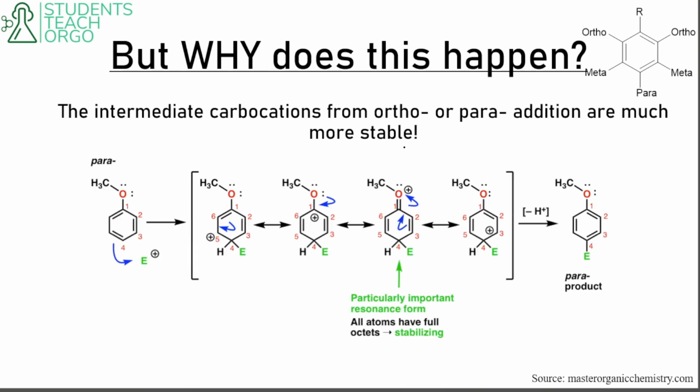Now let's look at para. The same thing goes for para. You can do resonance, and we can show that this is the favorable, stable resonance form, where all atoms have full octets. If you need, take a minute to look at these resonance structures, but this explains why we care so much about ortho and para. Why isn't it ortho, para, meta? Why does it matter? This is why it matters.